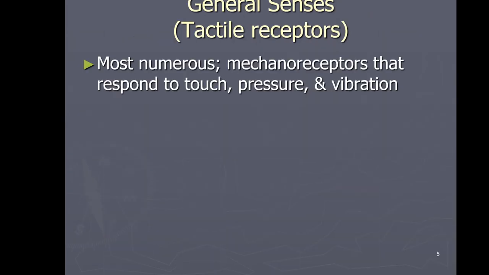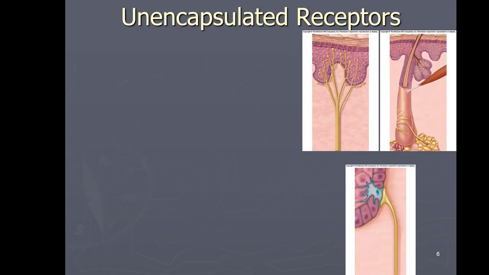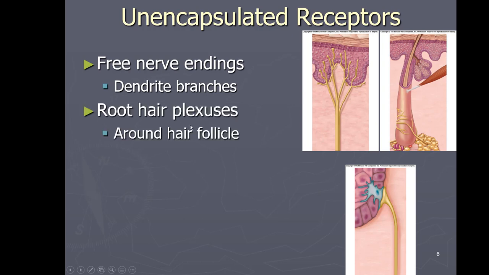As far as the types of receptors that we have, they can be unencapsulated with no connective tissue, or they have connective tissue around them. To be honest, it doesn't matter for our purposes. So I just wanted to bring up some different ones, and some of these you've seen before. Free nerve endings we saw when we talked about the skin. Hair root plexuses we talked about when we talked about the skin also in hair. You can see this is a good picture of the nerves surrounding a hair follicle.